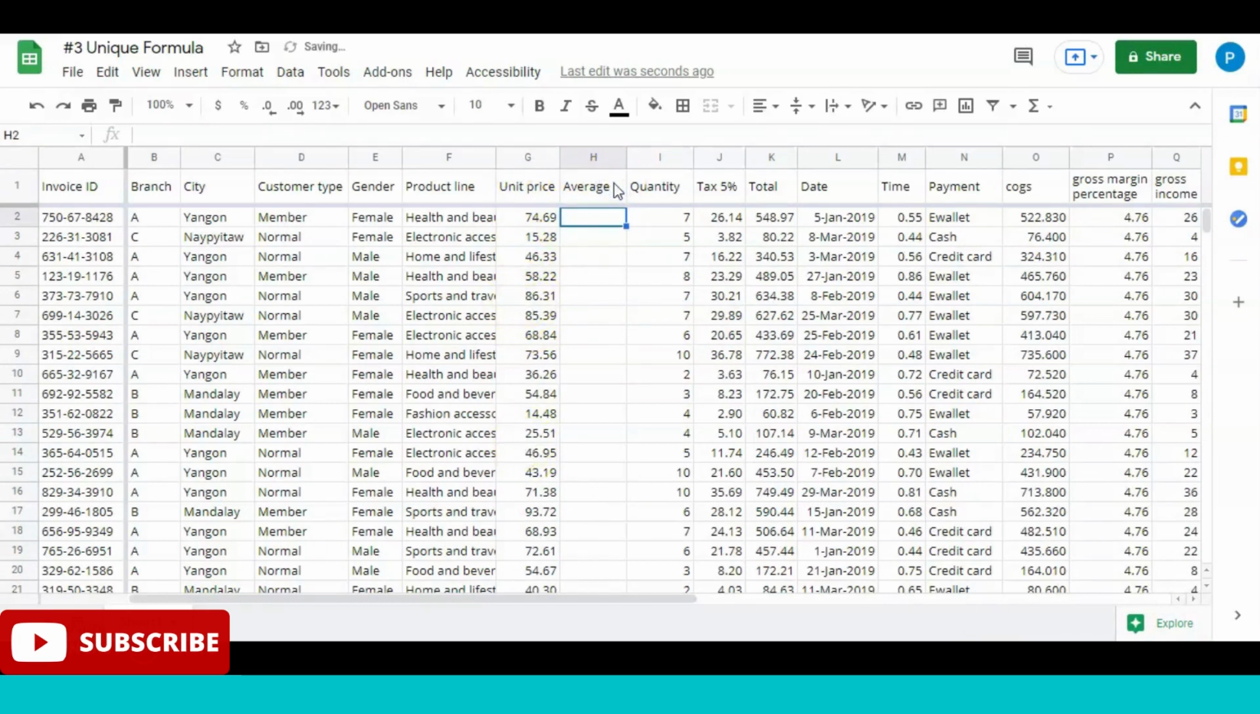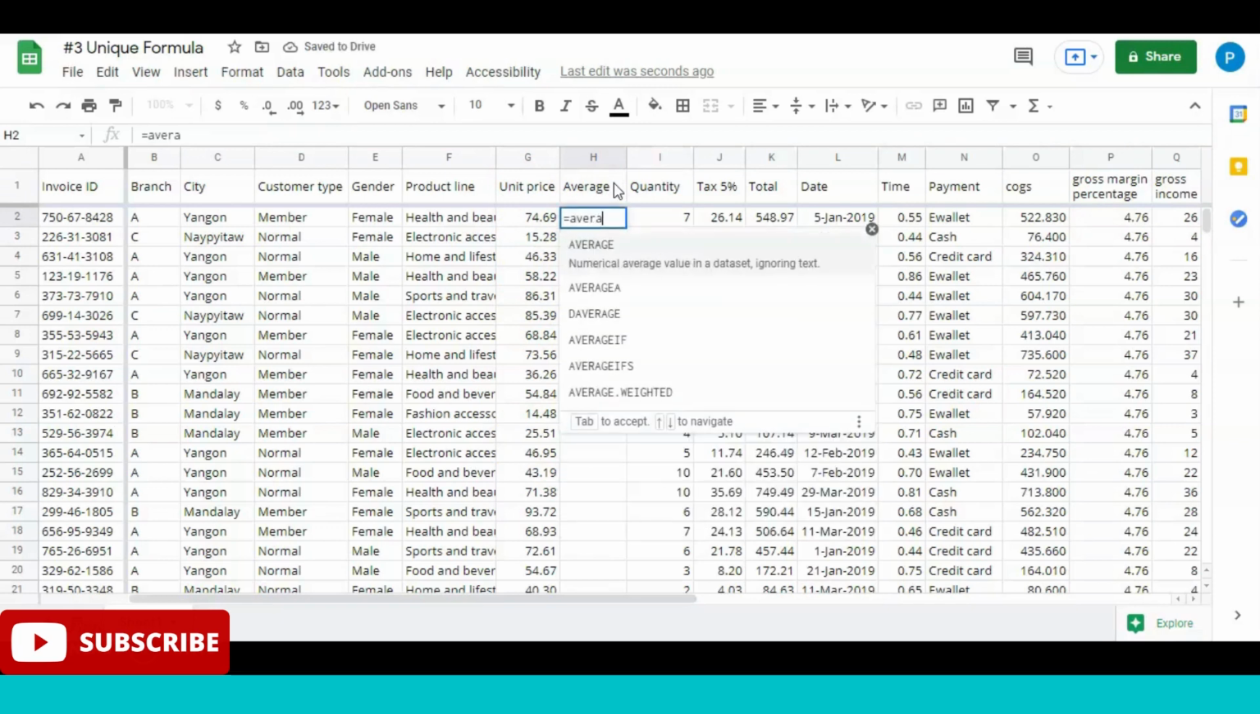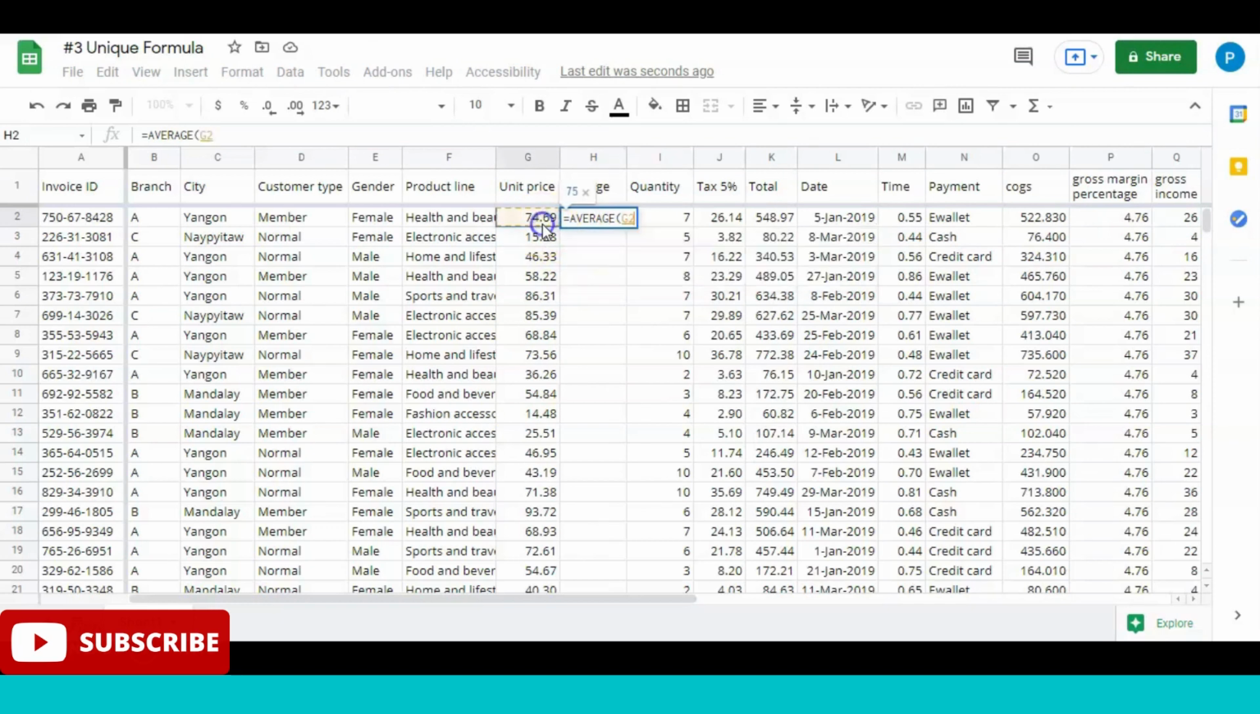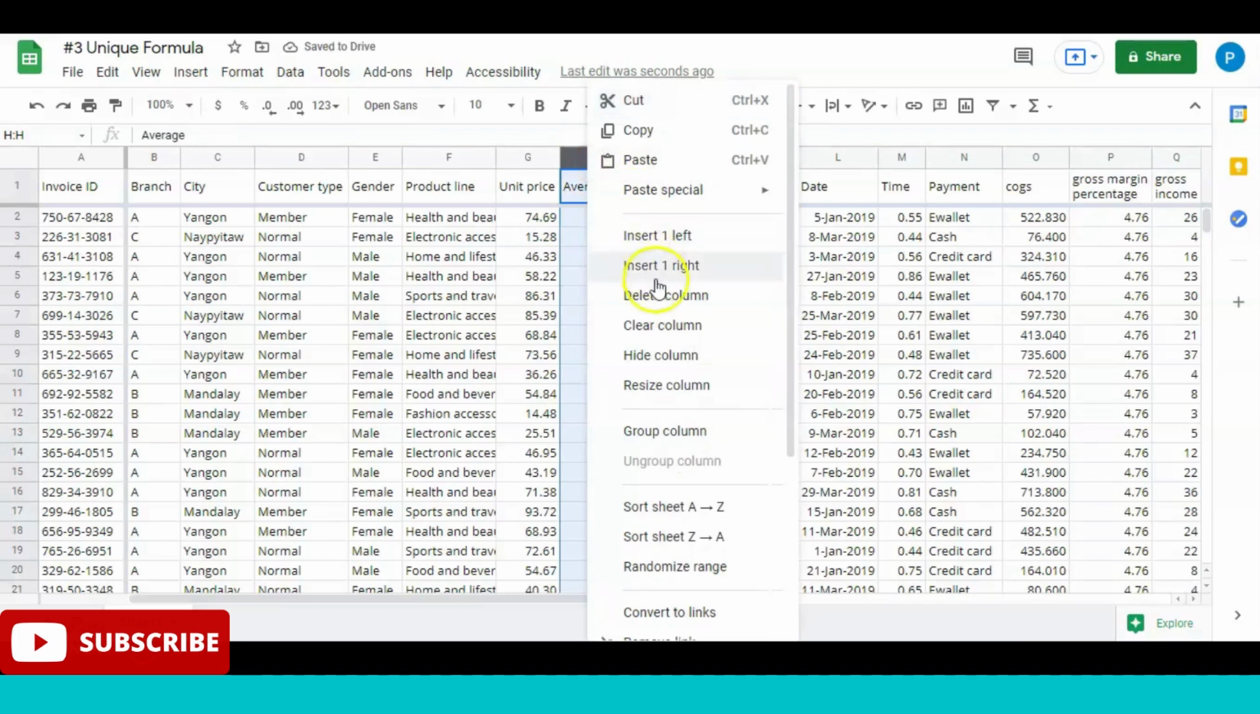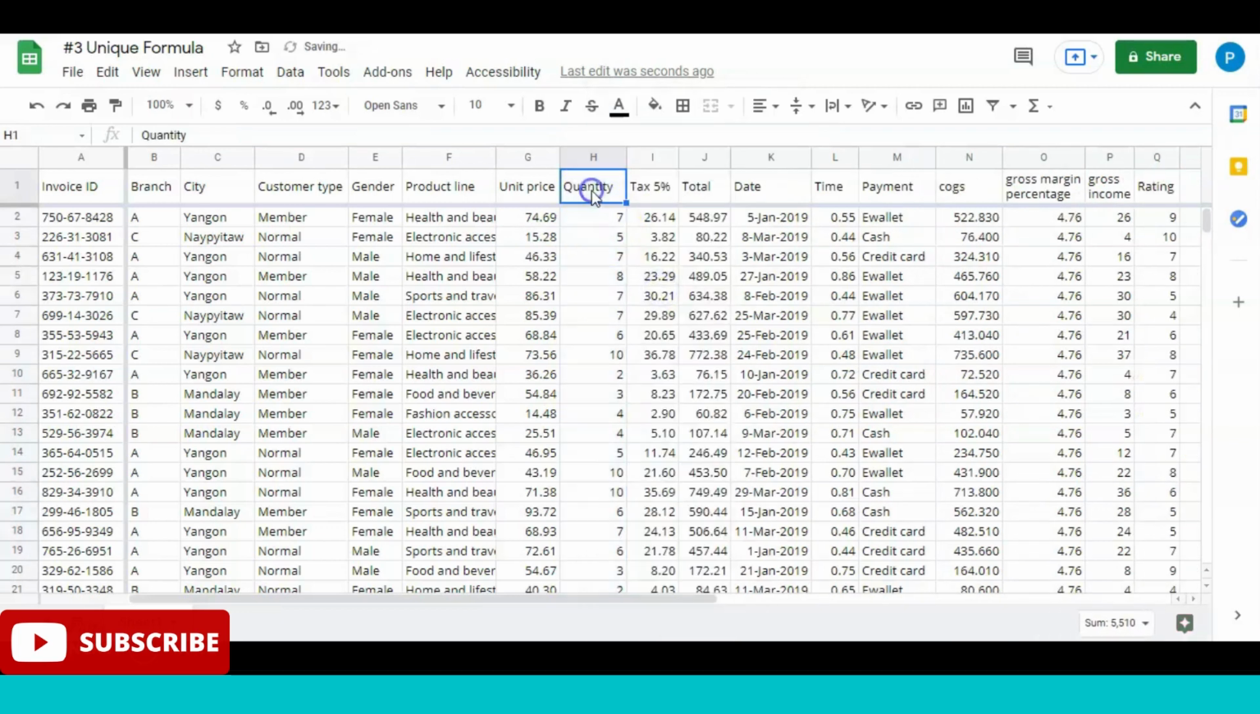For example, if I want to find the average of only two numbers, so equal to average, value 1 is 74.69, comma, value 2 is 15.2. So the average value of these two numbers, G2 and G3, is 45. I hope it's making sense, right? It is very simple, but it is going to help us a lot in the coming days to use the statistical formulas in data analytics.